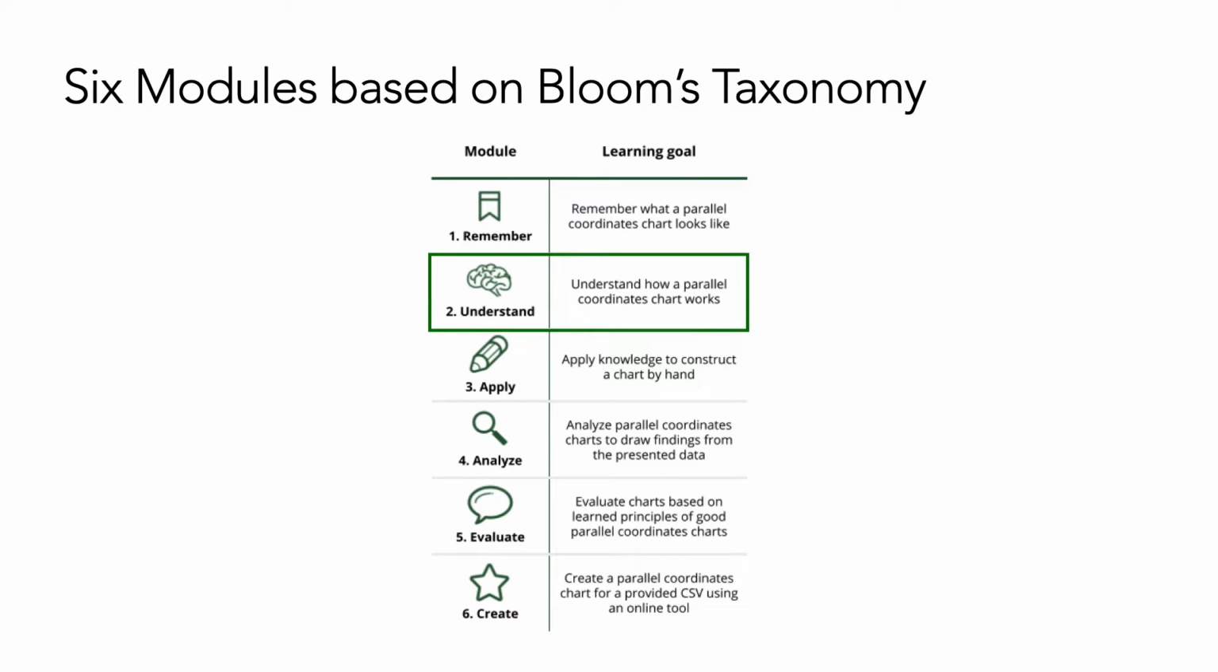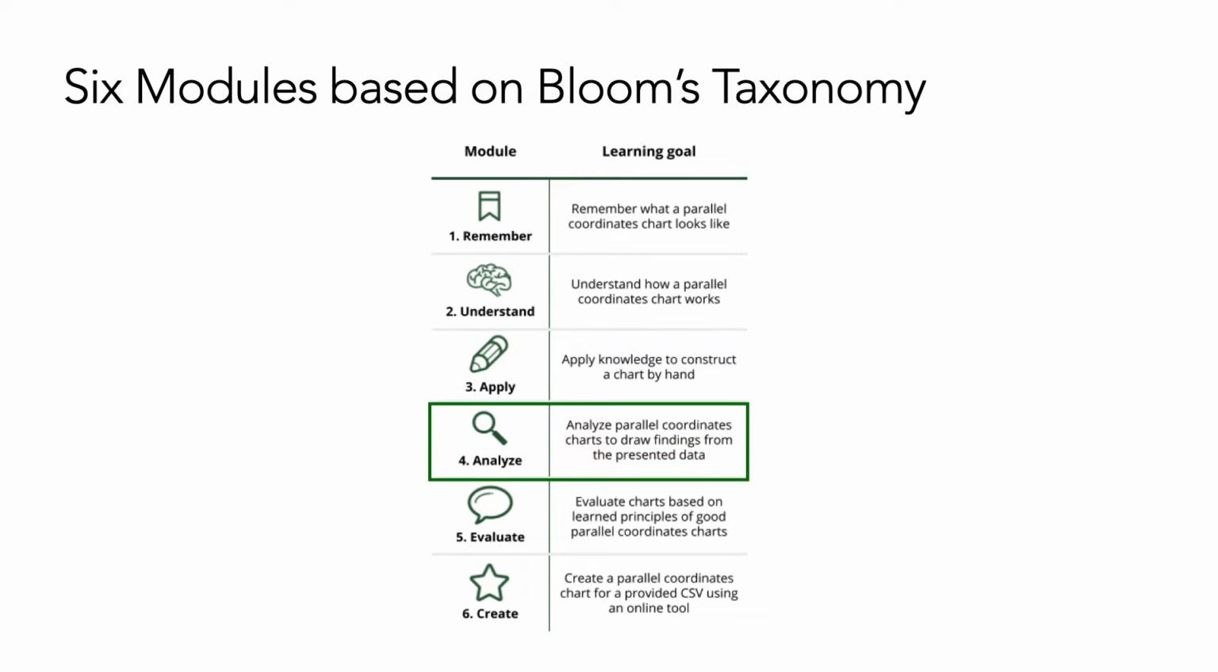Here is an overview of the 6 modules that we developed and their corresponding learning goals. The first module teaches students to recognize and remember what a parallel coordinates chart looks like. In the second module, we introduce features of a parallel coordinates plot and how to read it correctly. In the third module, we ask students to apply their knowledge and construct a chart manually.